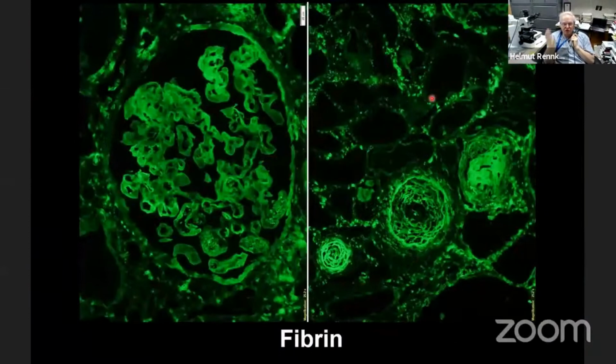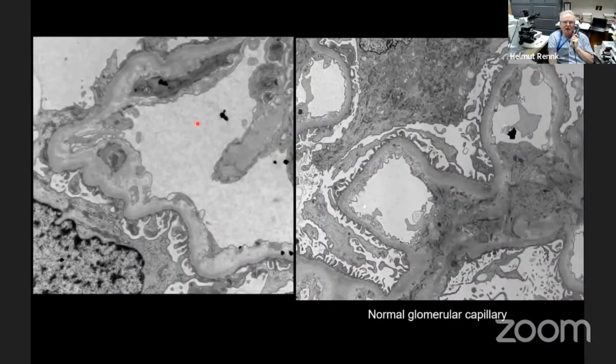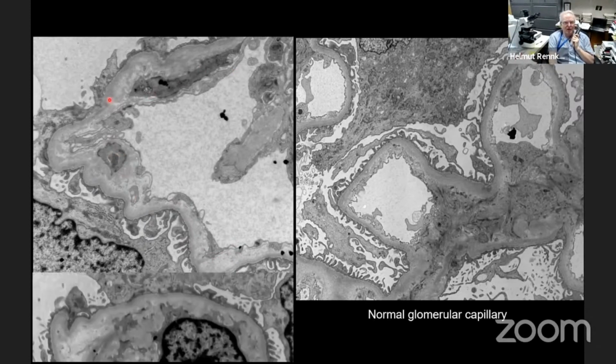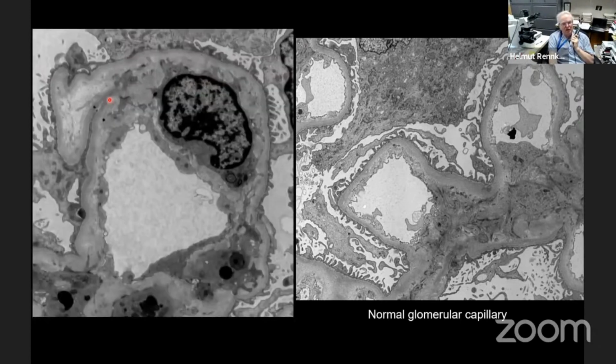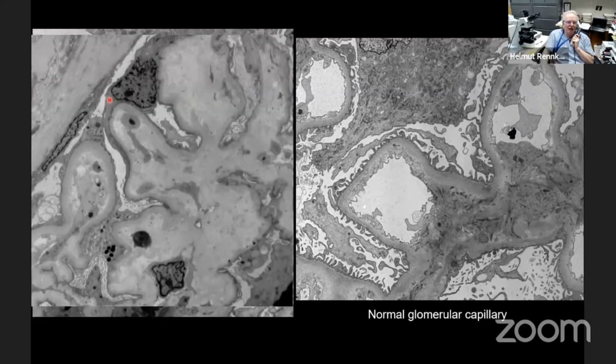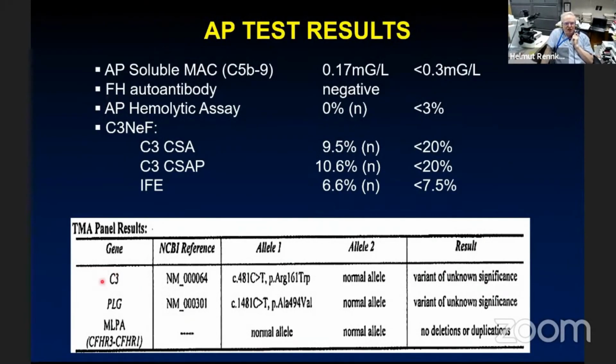So the immunofluorescence, of course, very dramatic. The fibrin in the glomerula often is only very dull staining the capillary wall and not really any thrombi in particular. And the electron microscopy here in normal capillaries as comparison. Again, the subendothelial widening, the interposition of cell projections, the lack of electron-dense deposits, and again, damage of the endothelium with repair. This patient has two abnormalities, one in the C3 and one in the plasminogen.